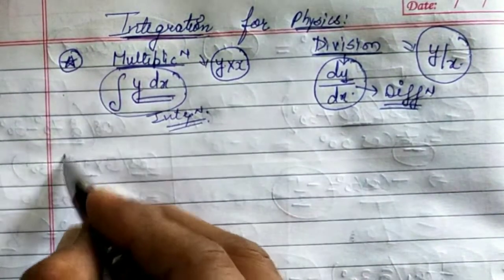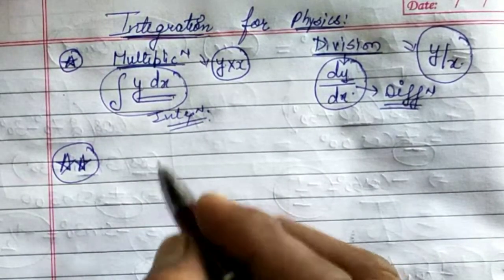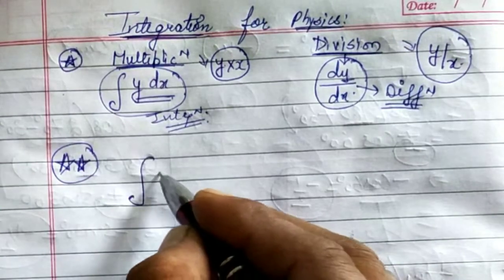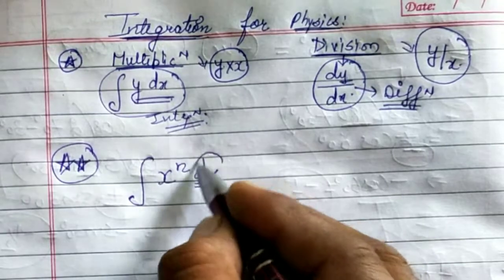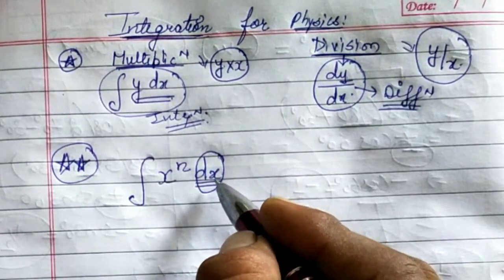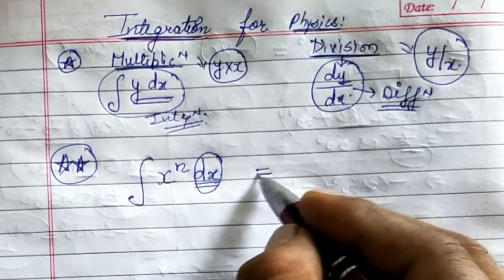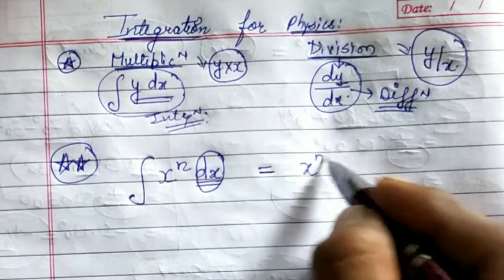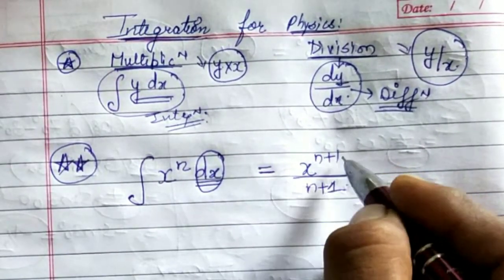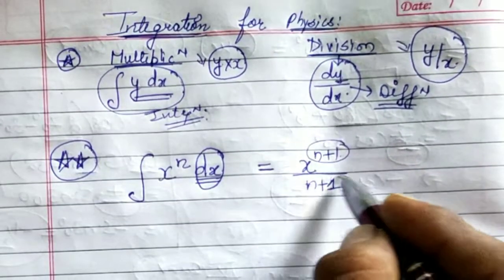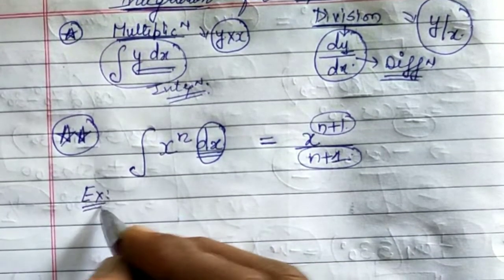Now what is the fundamental use of integration that you will learn in maths? In physics, the first thing that you have to remember is the formula of integration of x to the power n. Here dx shows what is the variable that is to be integrated. The integration of x to the power n is x to the power n plus 1 upon n plus 1. The power is increased by 1 and the same factor is in the denominator.